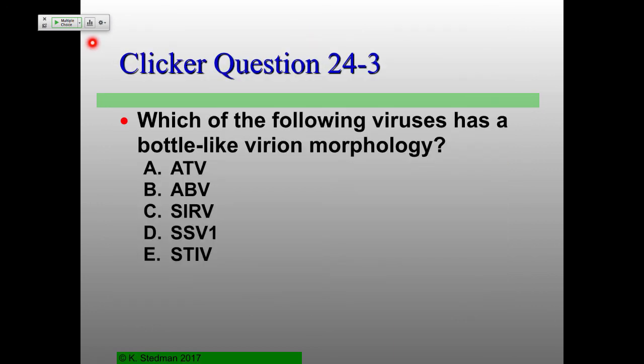Which of the following viruses has a bottle-like virion morphology? ATV, ABV, SIRV, SSV1, or STIV? And no, I'm not going to spell out exactly what all of them are.